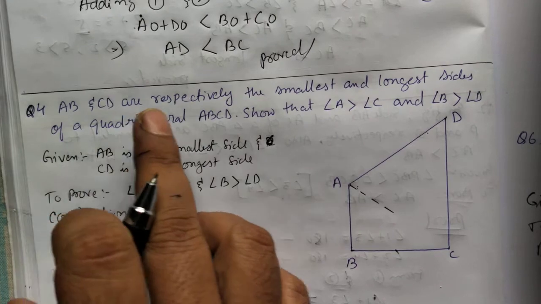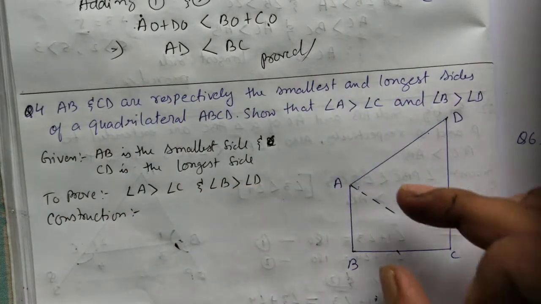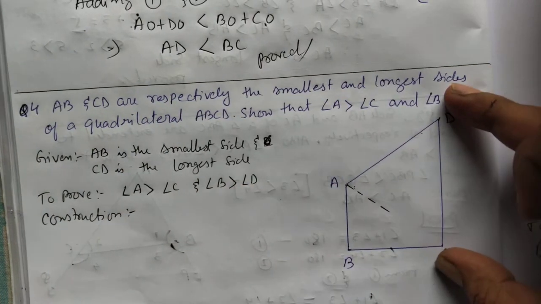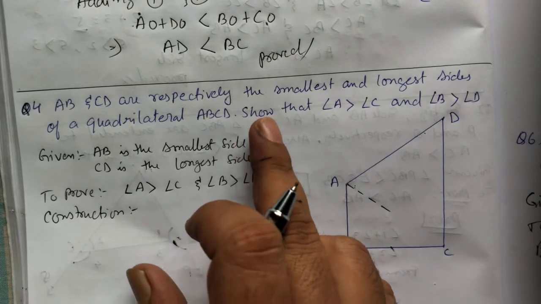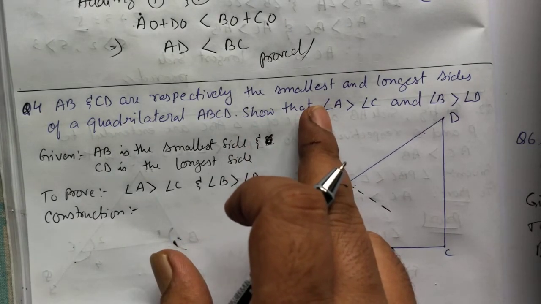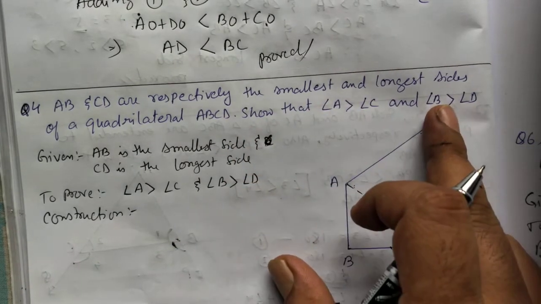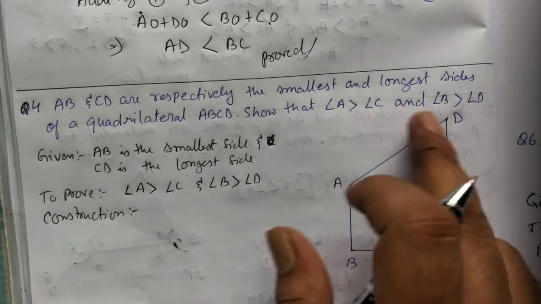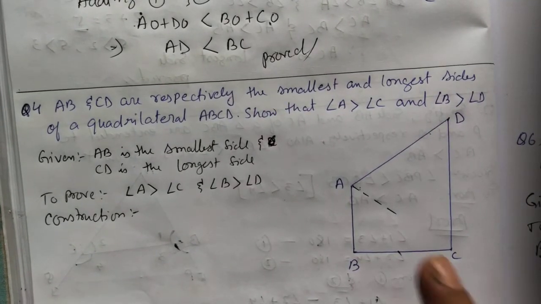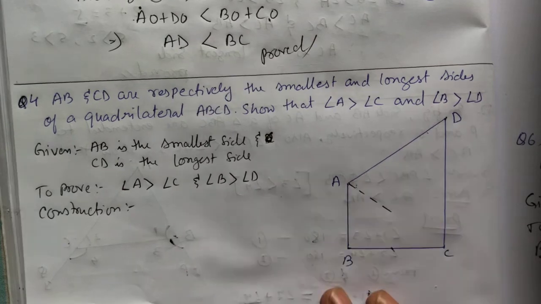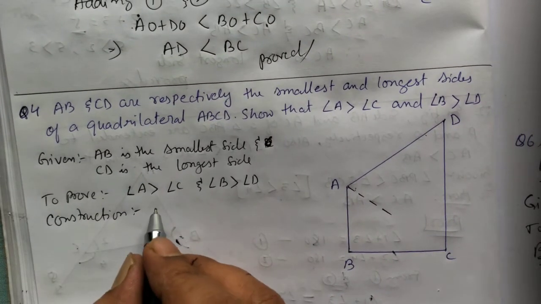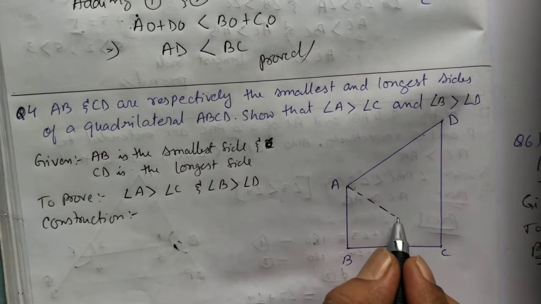AB and CD are respectively the smallest and the longest side. This is the smallest side, this is the longest side. You are going to prove angle A is greater than angle C and angle B is greater than angle D. Out of these two, if you prove any one, the second one we can say similarly we can prove. To prove that, we have to do one construction, join AC.